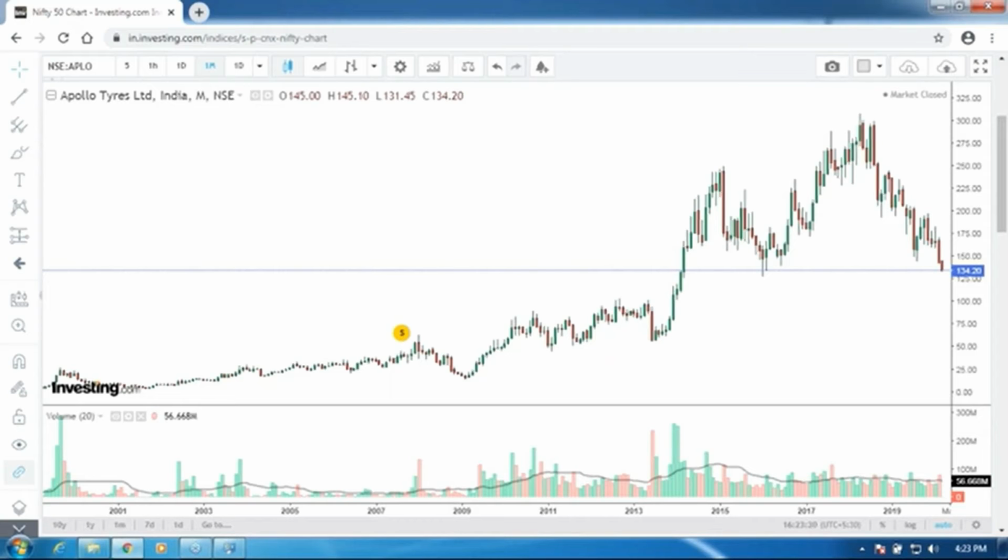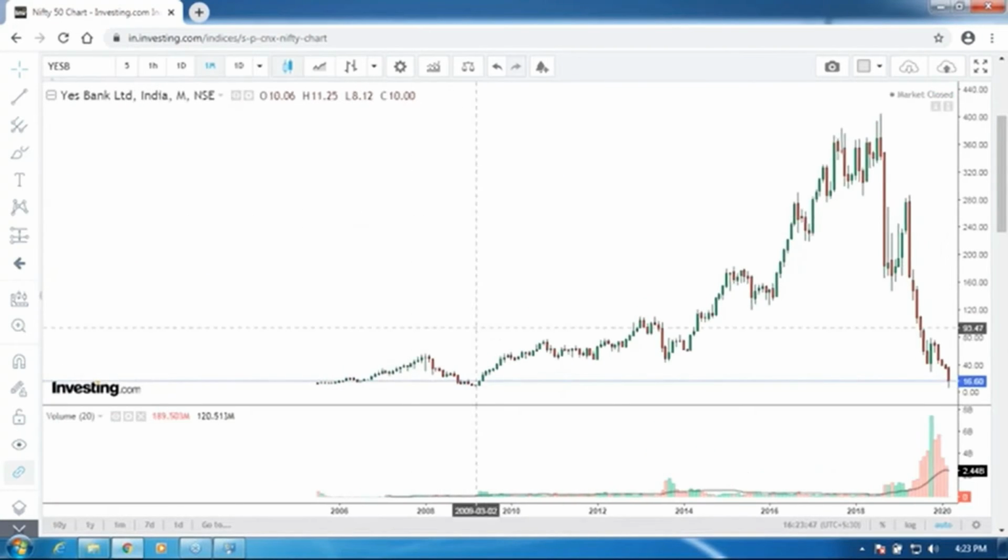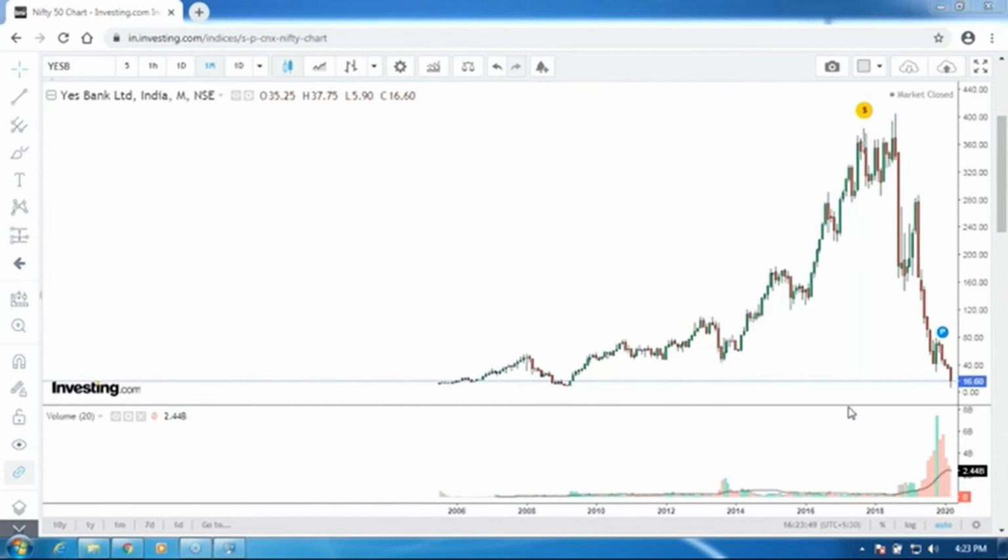Now, see, there is nothing much that you could do about it. A lot of people ask me what happens when suddenly news comes out. For instance, look at Yes Bank. Now, Yes Bank is a stock that we all keep talking about. This is a stock that everybody talks about at the moment. So let us look at the chart. Now, if you look at this, the chart for Yes Bank.